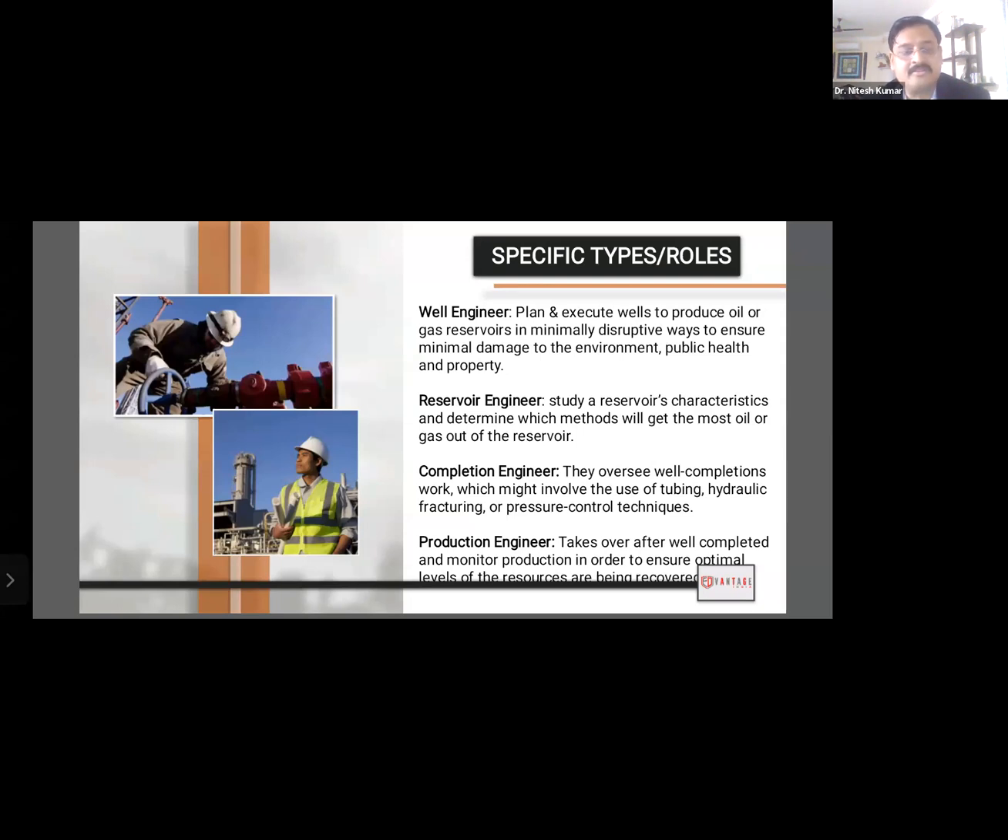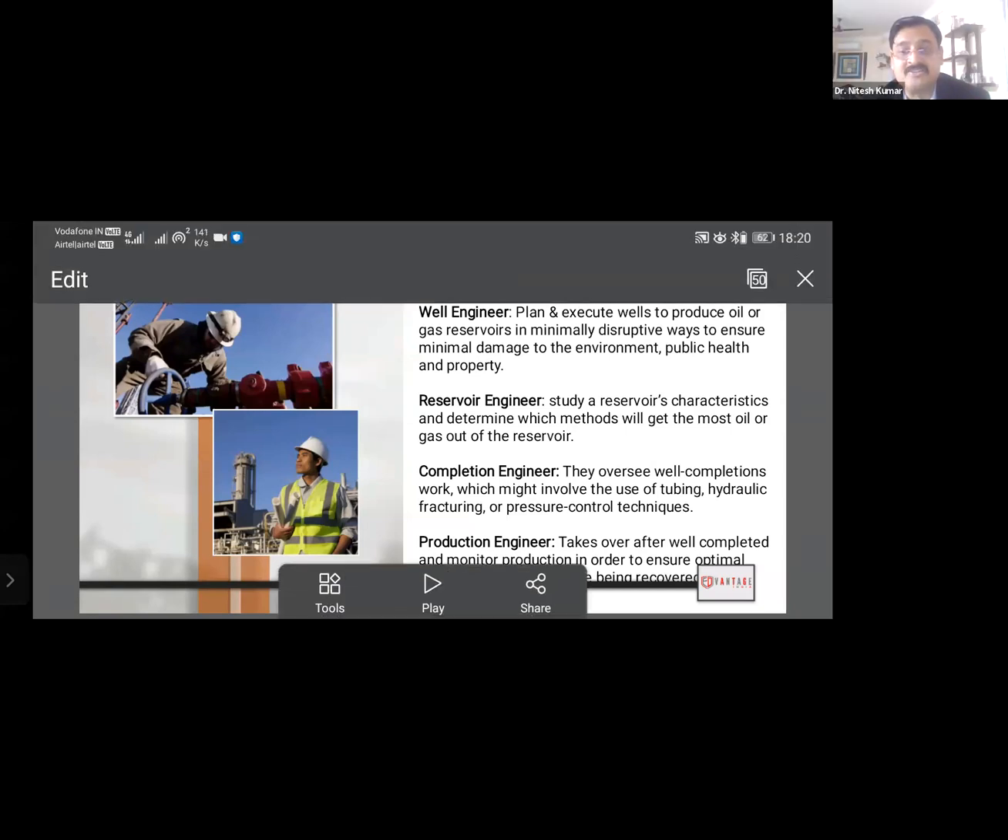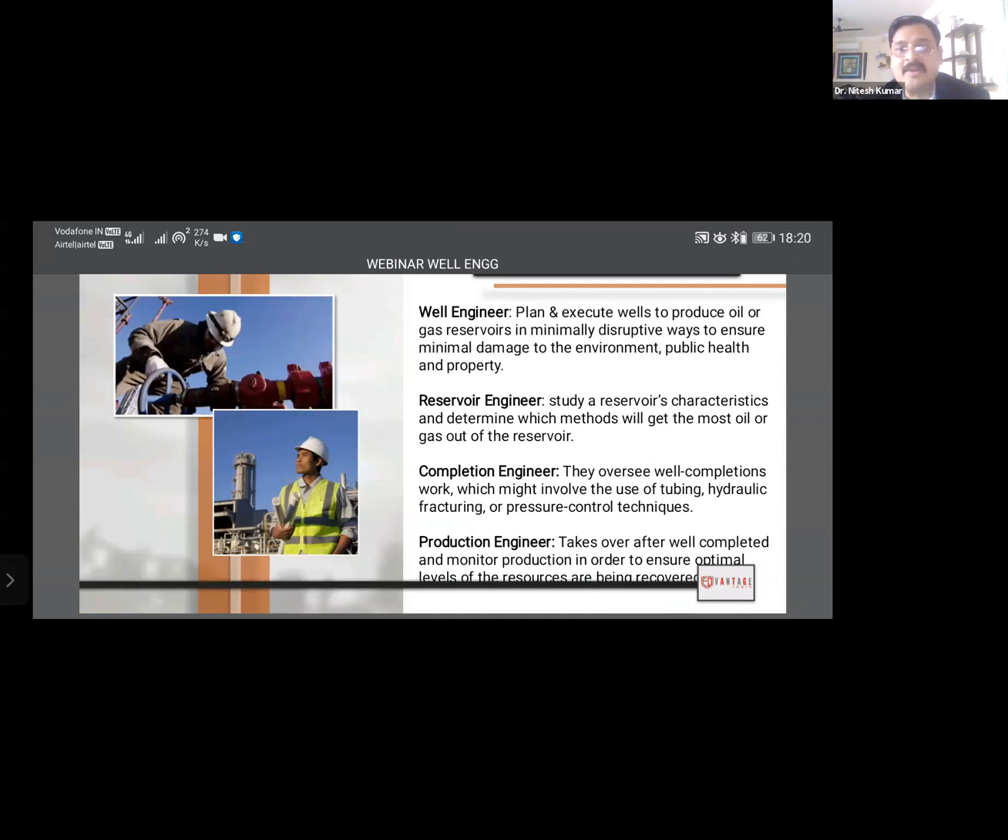Now, if you're interested in being a reservoir engineer, you can look at reservoir engineering as well, or completion engineering. They're all interconnected, guys. It's not that if you are a well engineer, you will not need to know anything about reservoir engineering. You must, because you must understand, or at least have a basic understanding of, reservoir characterization methods that will get the most oil and gas out of your reservoir. Likewise, completion engineers oversee well completion work. Once the well has been completed and starts producing from the reservoir, the production engineers are basically in charge. Right? Next slide, please.